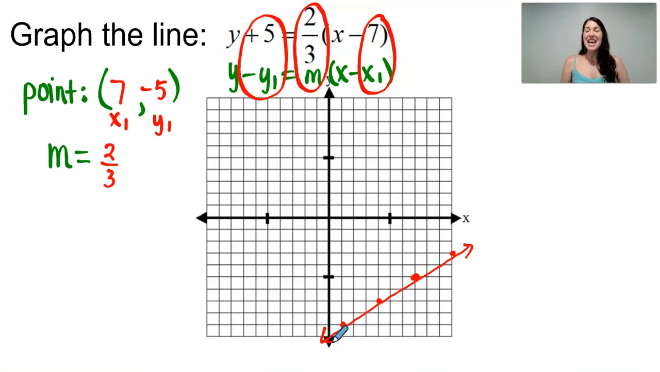And as you see, that saved you a whole lot of work rather than distributing the 2/3 and writing it in slope-intercept form to graph it. Just graph it directly from point-slope form.